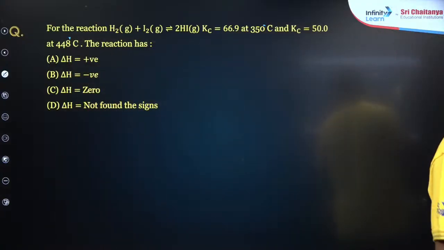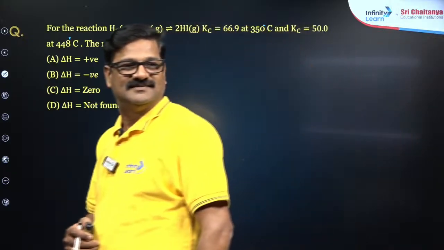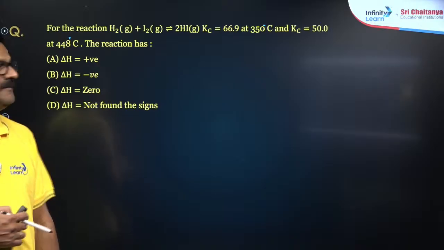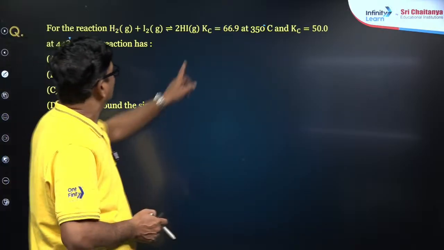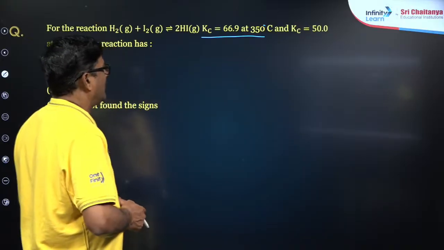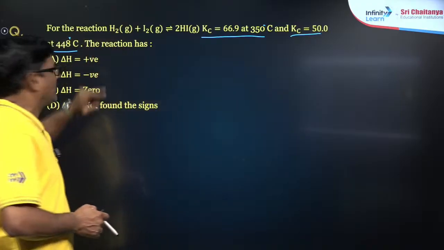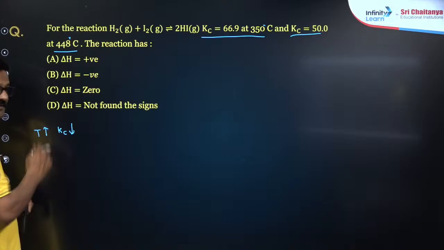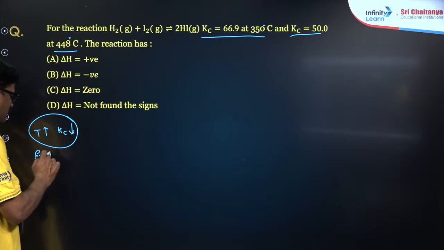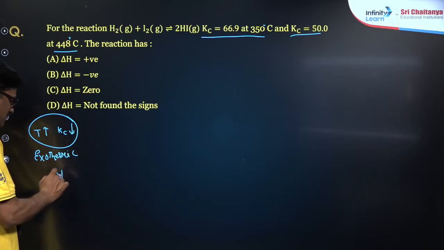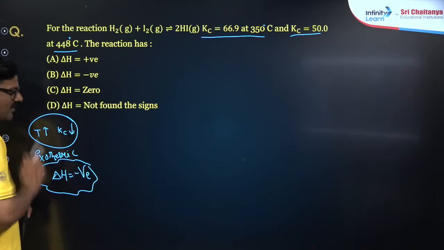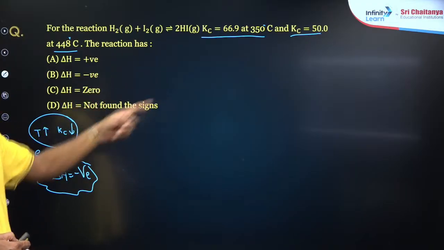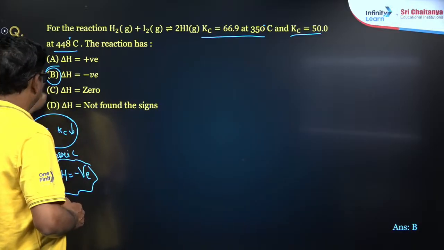Parthiv, you are correct, beta. I appreciate it. You did well. So here Kc is 66.9 at 350 and Kc is 50 at 448 degrees centigrade. So as temperature increased, Kc decreased, so it is supposed to be an exothermic process. The delta H of an exothermic process is going to be negative. Simple logic. It is not an endothermic process. If it were endothermic, as temperature increases, the Kc value should increase. So it is going to be an exothermic process.